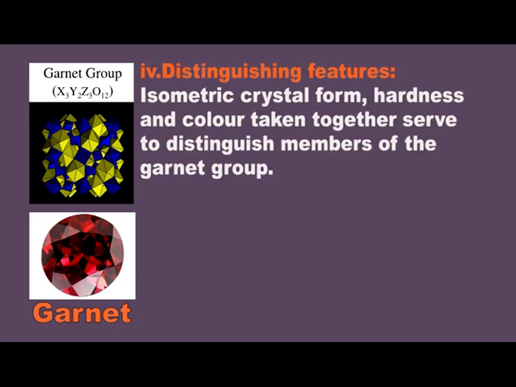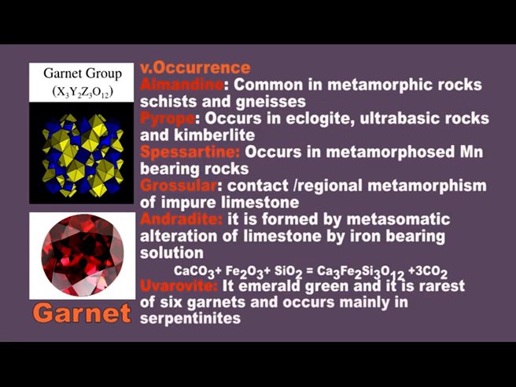Distinguishing features: isometric crystal form, hardness and color taken together serve to distinguish members of the garnet group. Occurrences: almandine is common in metamorphic rocks, schists and gneisses. Pyrope occurs in eclogites, ultrabasic rocks and kimberlites. Spessartine occurs in metamorphosed manganese-bearing rocks or low-grade metamorphic schist. Grossular: contact or regional metamorphism of impure limestone.